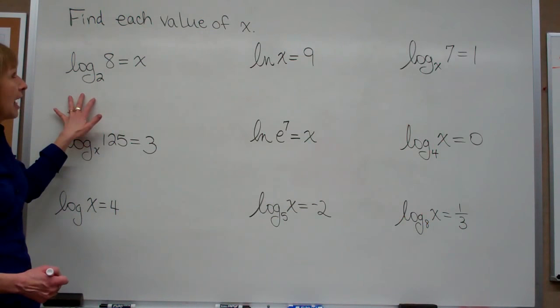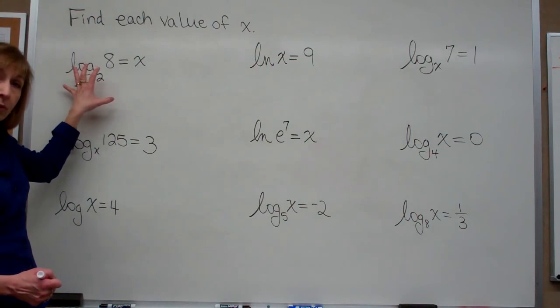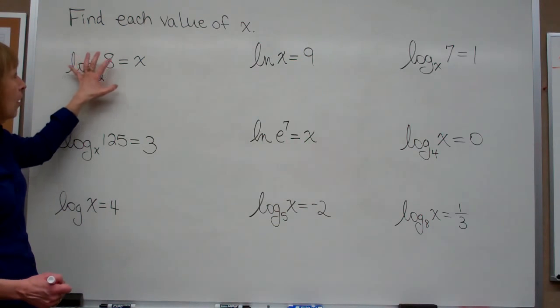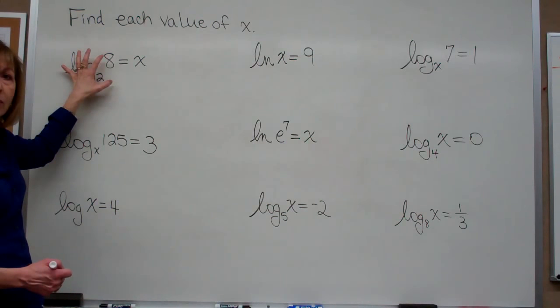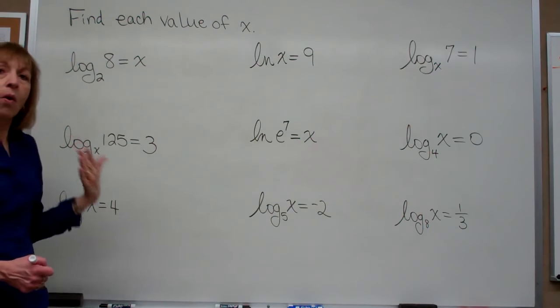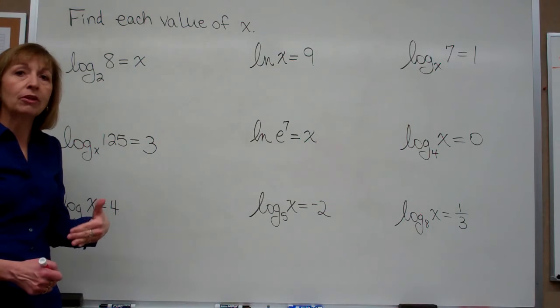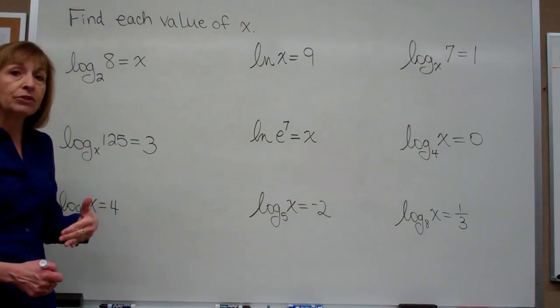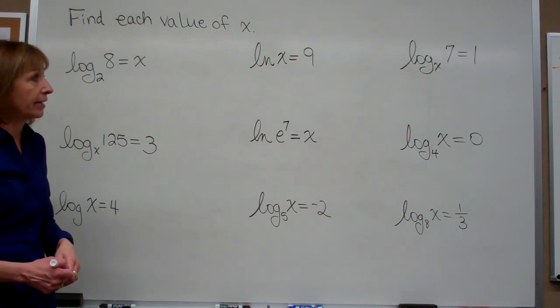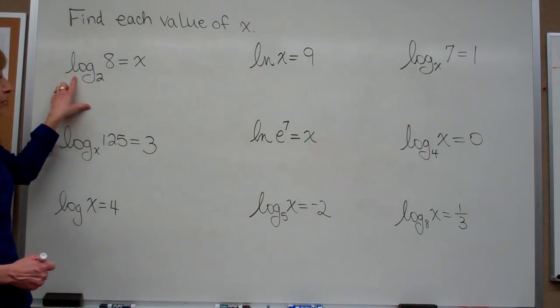For each of these, I want to either think through the process if I have all of the values on the side with the logarithm to find my value of x, or I want to write this in exponential form from the logarithmic form in order to help me solve for the value of x. So let's start with the first one.